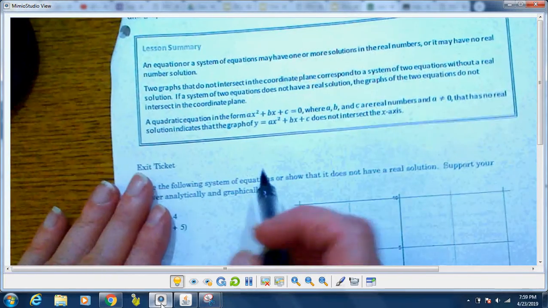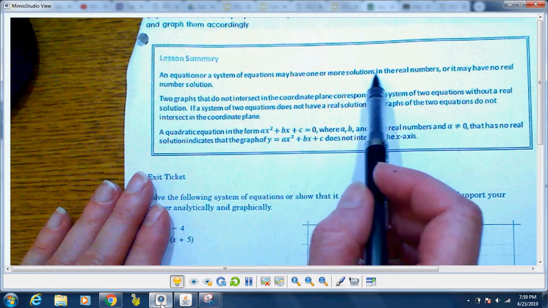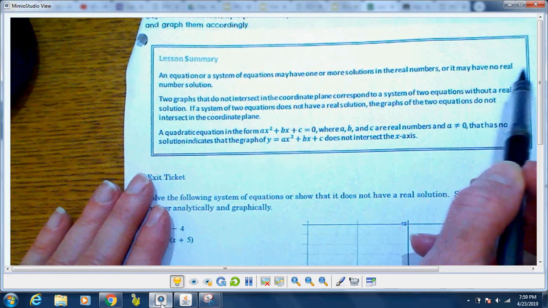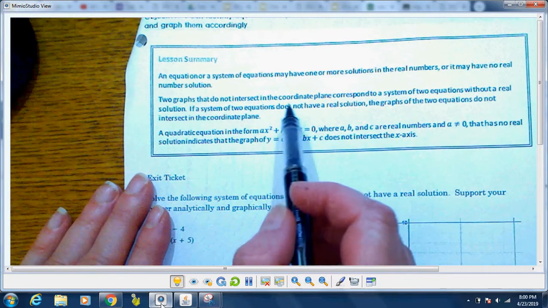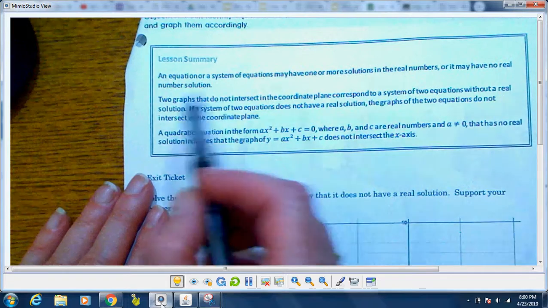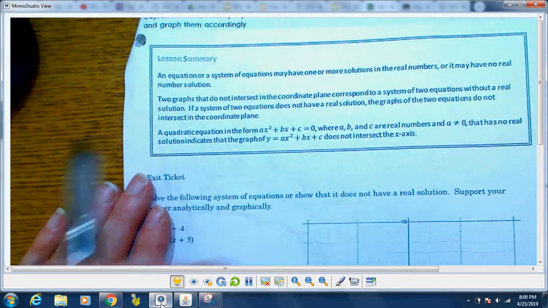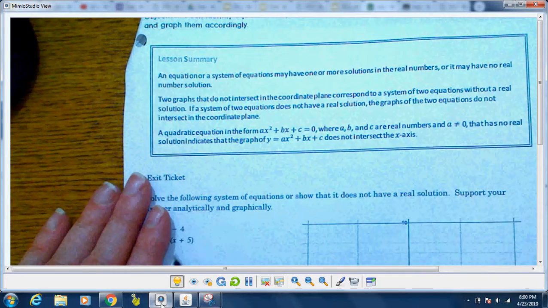All right, flip. So the lesson summary: an equation or system of equations may have one or more solutions in the real numbers, or it may have no real number solution. We've seen some of those. Two graphs that do not intersect in the coordinate plane correspond to a system of two equations without a real solution. So if they don't intersect, there's no real solution. If they don't have a real solution, the two graphs do not intersect.